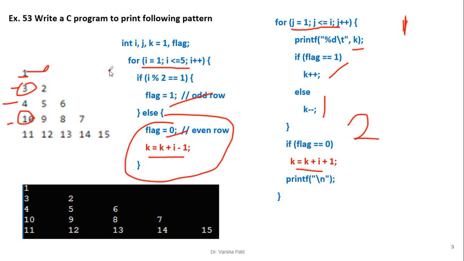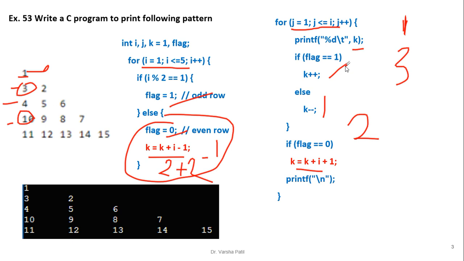Now we require to go into the loop. Now i becomes 2. When i becomes 2, at that time our flag becomes 0 because it is an even row. So when flag becomes 0, we have to start, not with 2, but we want to start with 3. So the formula is k equal to k plus i minus 1. Now k is 2, the second row is there, 2 plus 2 minus 1, so k becomes 3. So we go here, it will print 3 on the screen.